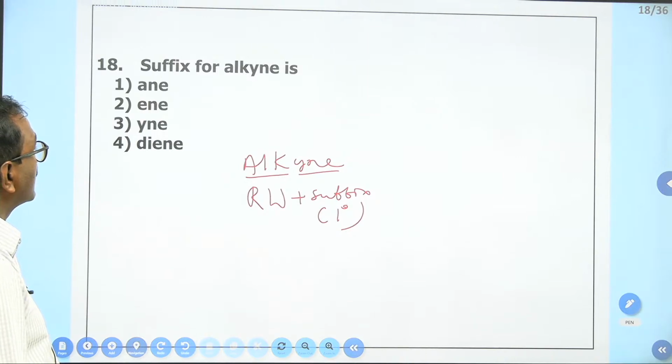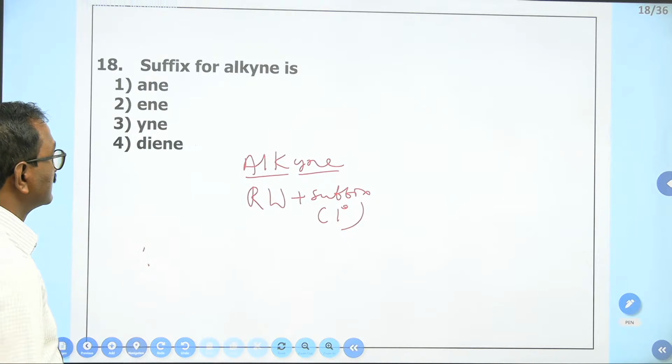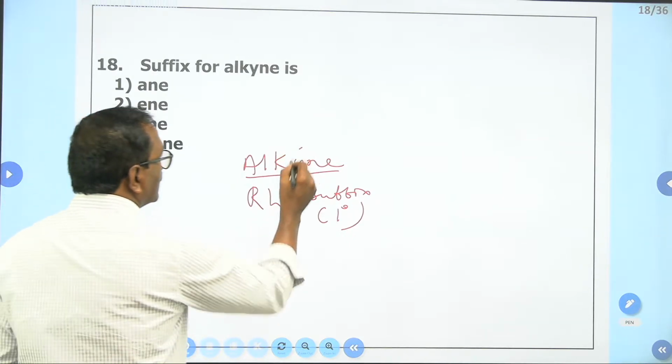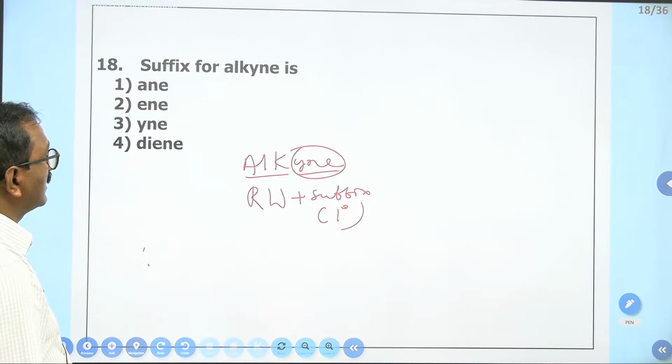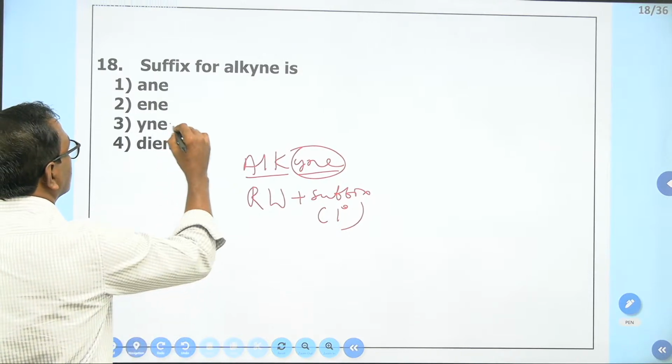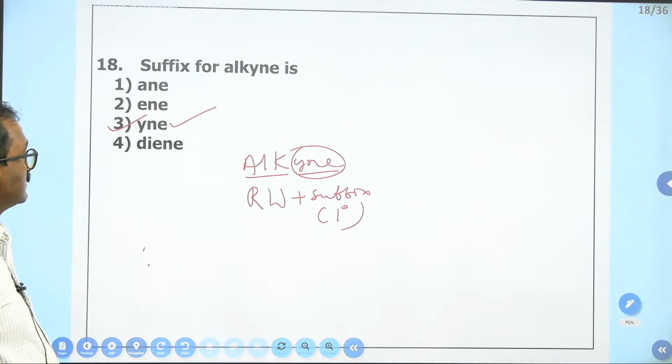You can't get a secondary suffix in case of the ANE, ENE and YNE. Then you decide. This is nothing but a suffix for alkynes. What is the suffix for alkyne? YNE. Therefore, the third one is the right answer here. 18th, third one.